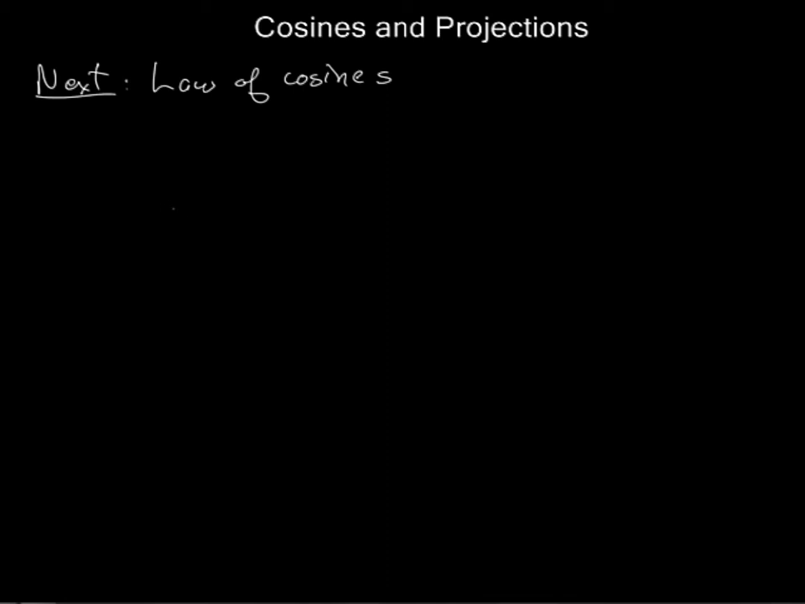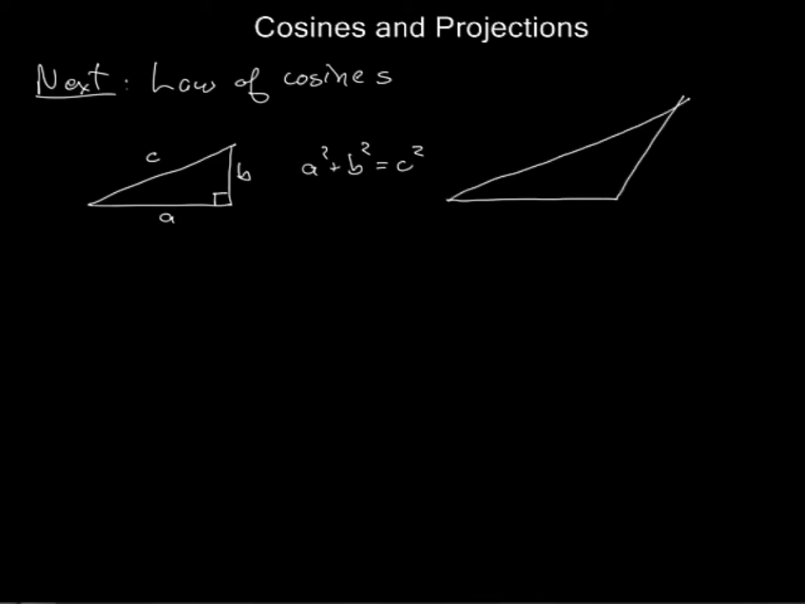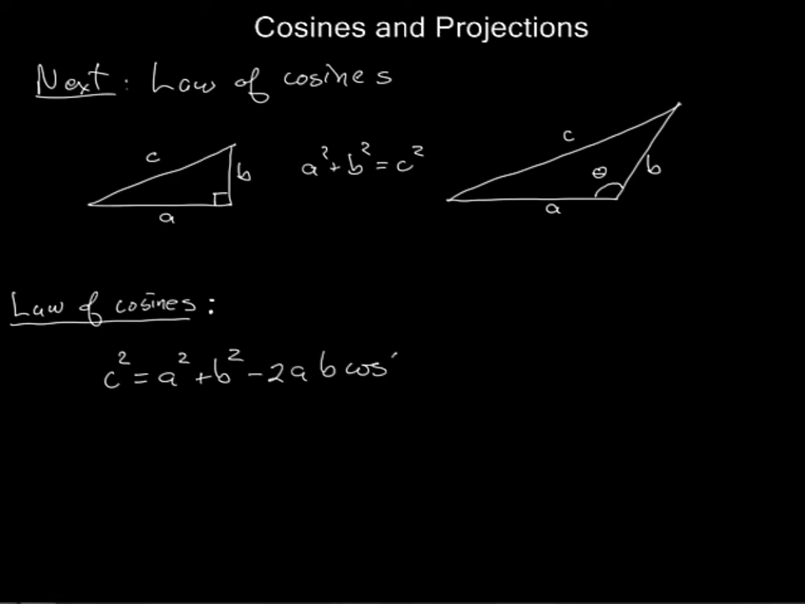Okay, there's another law which is closely related called the law of cosines. And you all remember, of course, that the Pythagorean theorem says when you have a right triangle, a squared plus b squared is equal to c squared. Well, what if it's not a right angle? So we still have a, b, and c, but now we have some angle, which I'll label theta. What's the formula for the length of c in this triangle? And that's exactly the law of cosines. The law of cosines says that c squared is a squared plus b squared minus 2ab cosine theta.